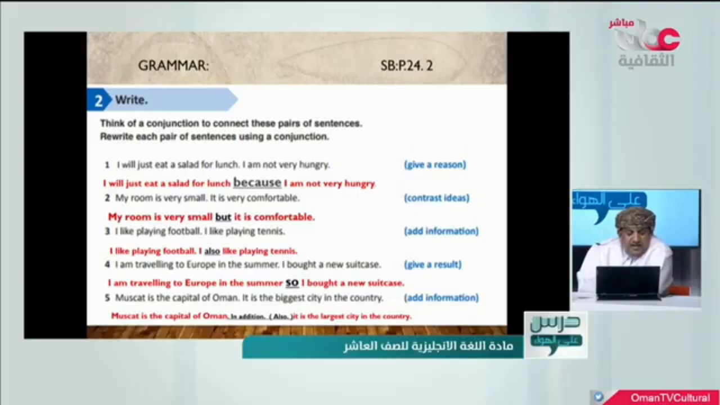Number 5, Muscat is the capital of Oman. It is the biggest city in the country. So if you want to add information, you know that Muscat is the capital of Oman. You said in addition, or also, you can use also, it is the largest city in the country. So I hope that you understand how to make conjunctions in sentences. So now I will give you 2 minutes to check your work.